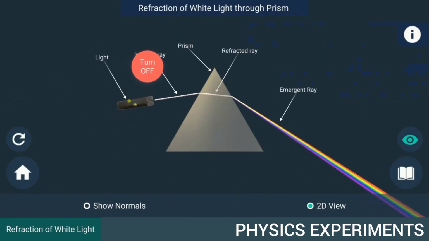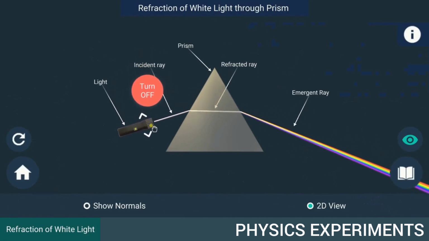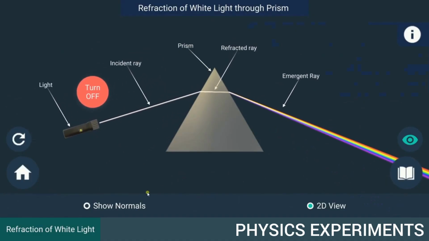The various colors seen are violet, indigo, blue, green, yellow, orange, and red. The splitting of light into its component colors is called dispersion.